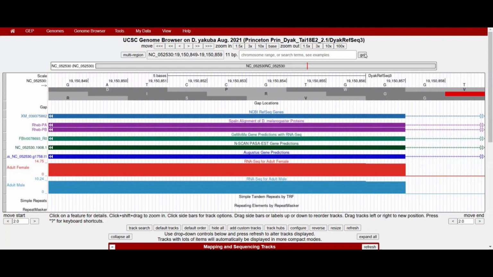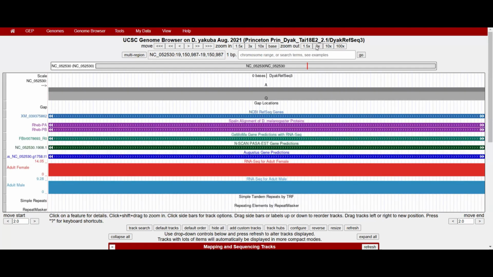Our TBLASTN alignment in part 5 placed CDS2 at approximately 19,150,987 to 19,151,055. Therefore, we expect to find the splice acceptor site for CDS2 around position 19,150,987. To examine the genomic region surrounding the splice acceptor site of CDS2, enter NC_052530:19,150,987 into the chromosome range or search terms text box and click on Go.